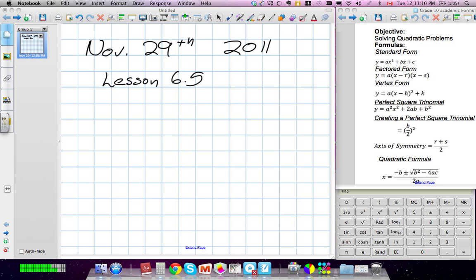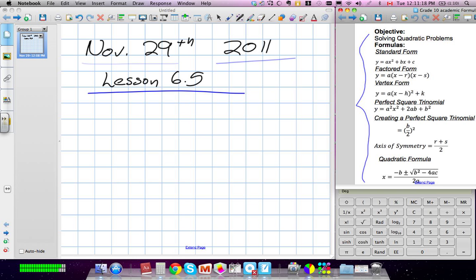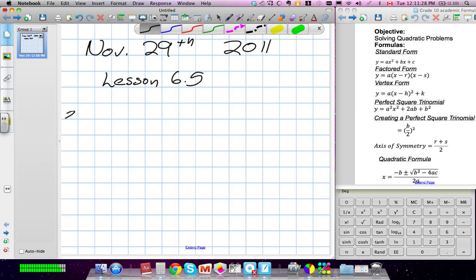November 29th, 2011, we're doing lesson 6.5. So we are using all of the formulas and knowledge we have about quadratics to solve word problems. So the very first word problem we're going to do is example 2 in your book, and this is on page 307.